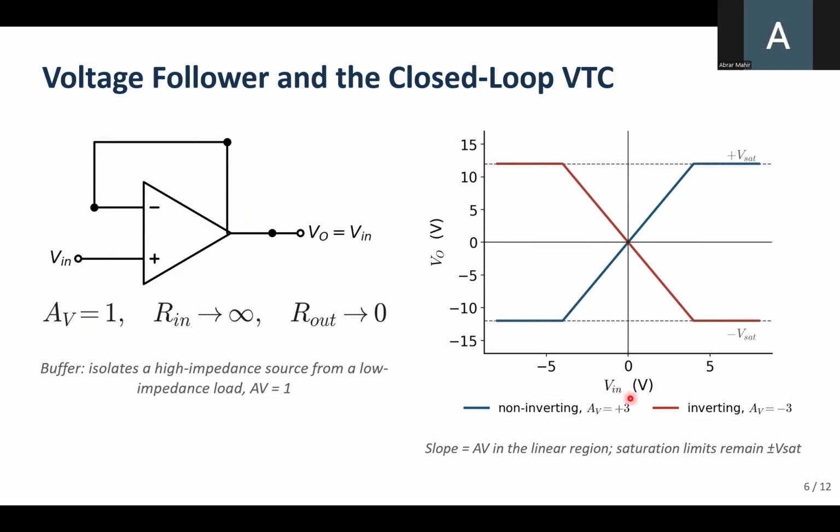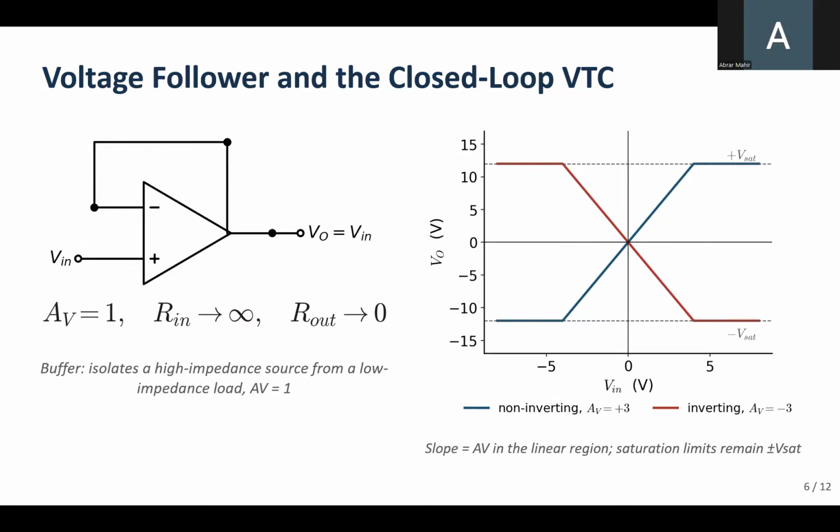Let's look at the graph on the right. This axis represents the input voltage and this one, the output voltage. In the central straight line region, the slope represents the amplifier gain, and the voltage follower has a slope of 1. While a gain of positive 3 will go up like this, and a negative 3 will go down like this, the voltage follower will have a straight line basically. And when the output reaches these maximum saturation limits, which are the voltage rail limits of the op amp, the graph becomes flat.